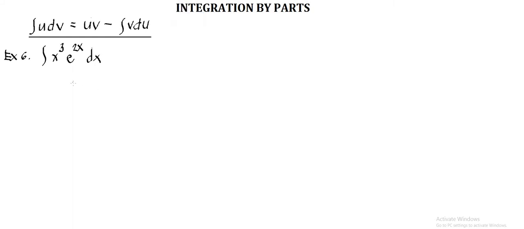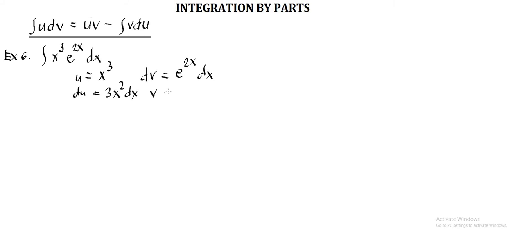So let u equals x cubed, no? Let u equals x cubed, and let dv equals e raised to 2x dx, and then our du equals 3x squared dx.